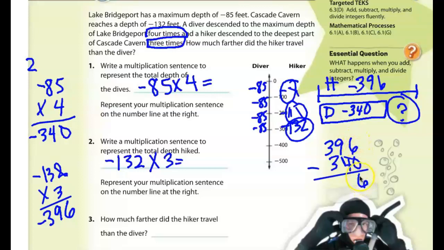6 minus 0 is 6. 9 minus 4 is 5. So the answer is going to end up being, how much farther did the hiker travel than the diver? They went a further negative 56 feet. Okay, that was the difference, negative 56 feet. And pretend that looks like a 6. Thank you.